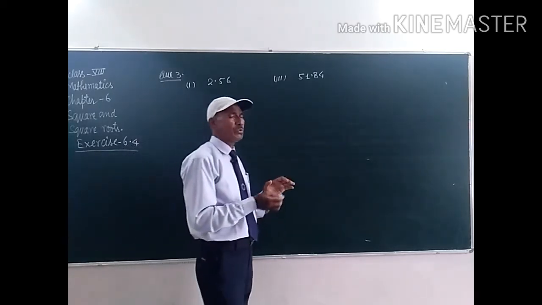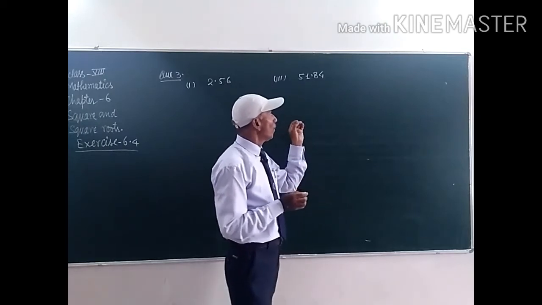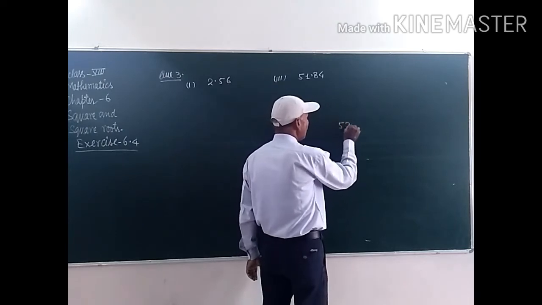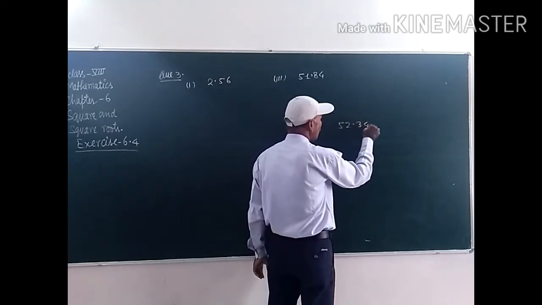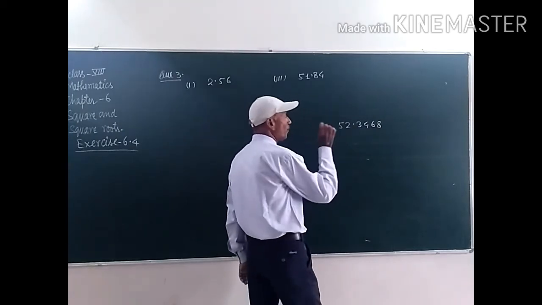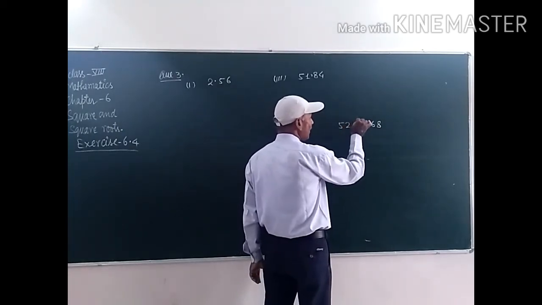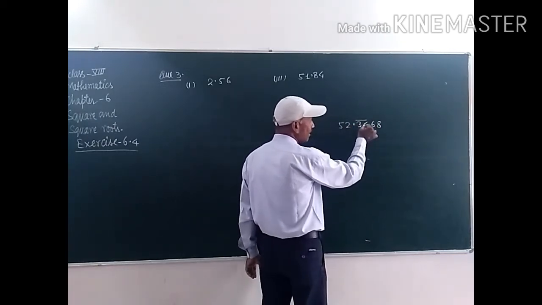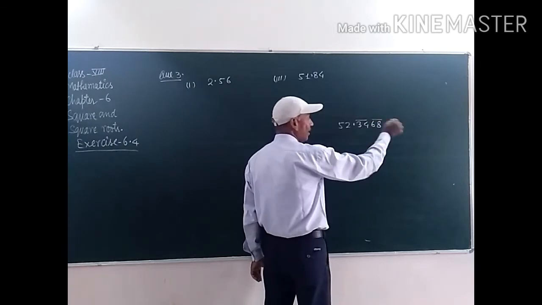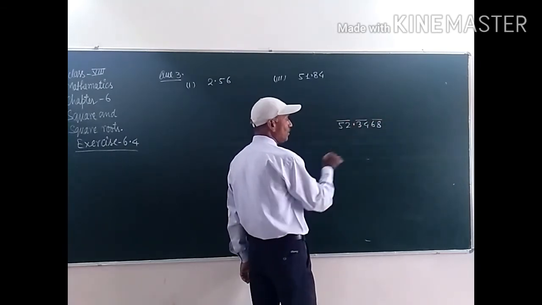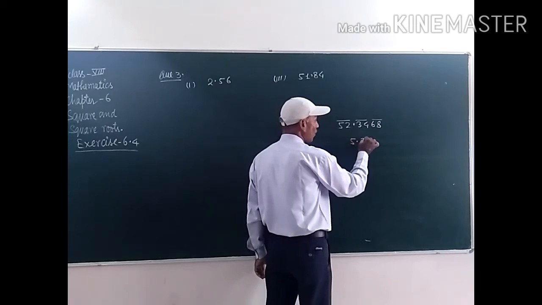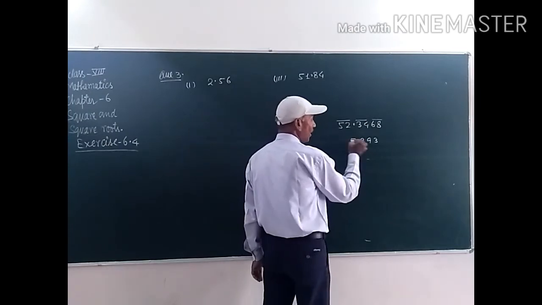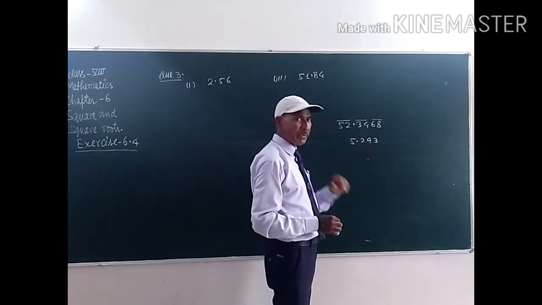So in decimal numbers, student, we have to put the bars starting from the decimal place. Suppose there is a number 52.3468. So from this decimal place we have to put the bar over the numbers making pairs. This one on the right side and this one on the left side. Clear, student? Suppose there is a number that is 5.293.